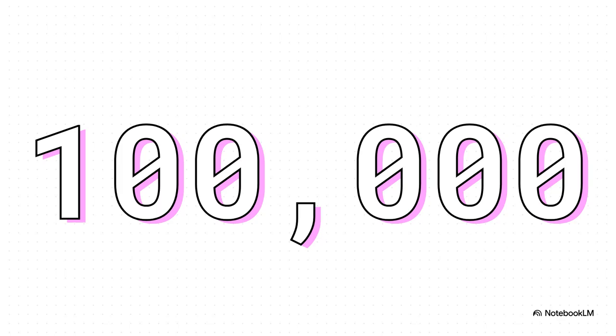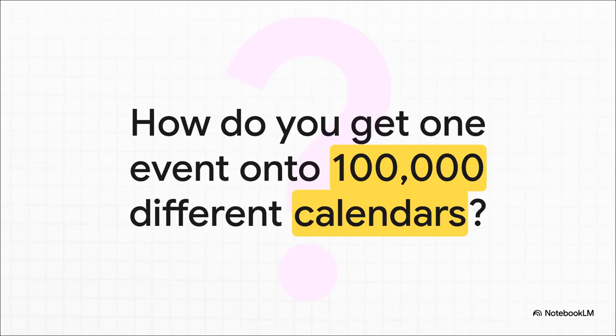All right, to really get this, let's start with a number. And it's a big one, 100,000. Imagine you're an event organizer, and that's how many fans you need to reach for just one single game. So right there, that's the huge challenge, isn't it? It's not just about telling 100,000 people something's happening. The real trick is getting them to actually save the date without any friction.